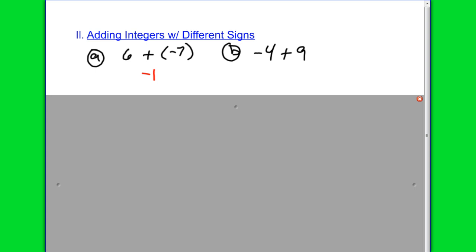Now, it's nice to have that picture in your mind of the number line and how you're moving. That's awesome. But when we're dealing with big numbers, it's kind of a hassle to be thinking of the number line. So what strategy could you remember in your mind if you have to add these numbers that have different signs? Mark?